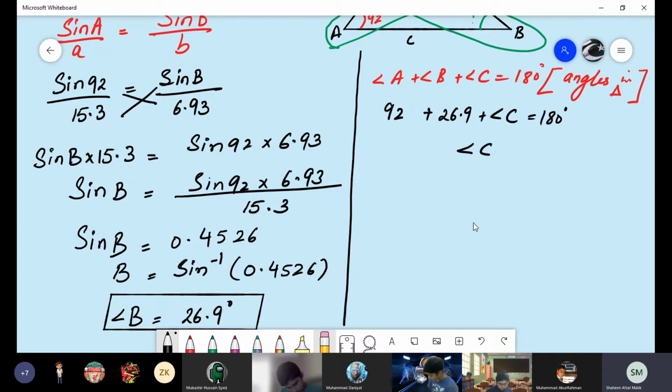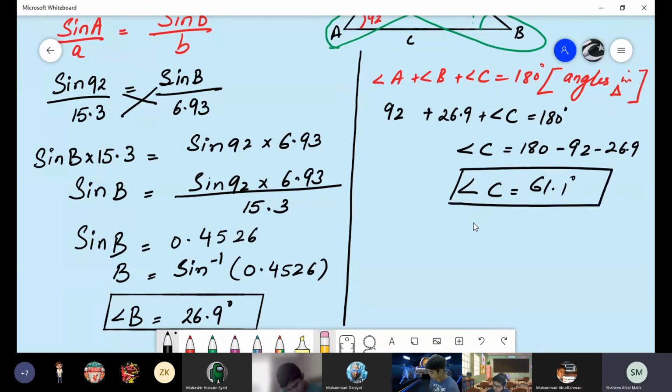So what will be the answer for angle C? 180 minus 92 minus 26.9. Angle C. Ma'am, 61.1, sorry. 61.1 degrees. This is your answer for your angle C. Now we have angle C.